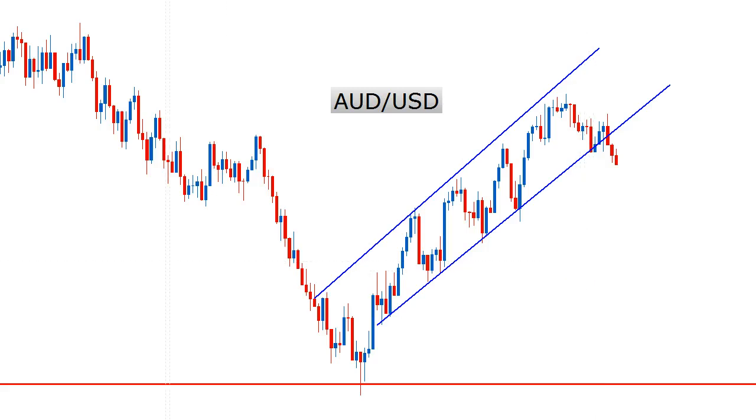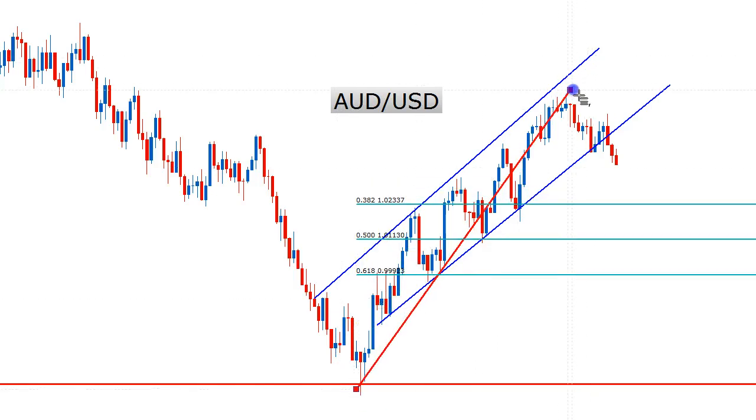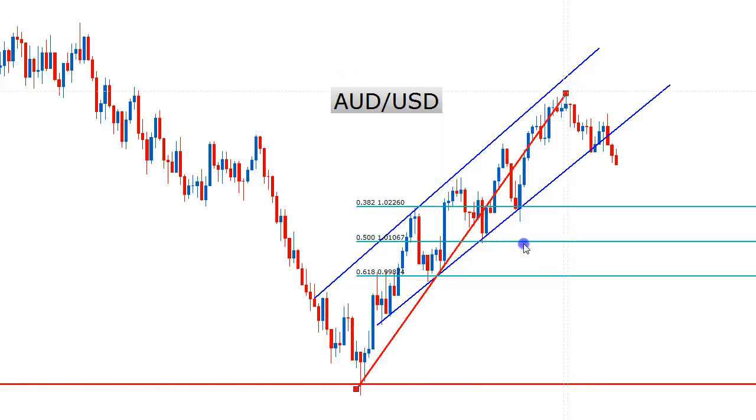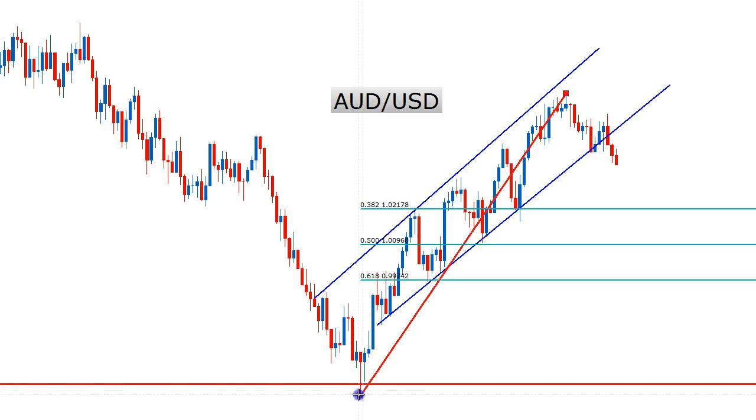So one thing we could do is draw a fib level to this recent rally to the highest point there, and let me get that accurately. And we could target the first fib level if we think this breakout is for real. And so that might be a good trade opportunity. It does appear that the AUD is very bearish right now with a lot of momentum heading down.